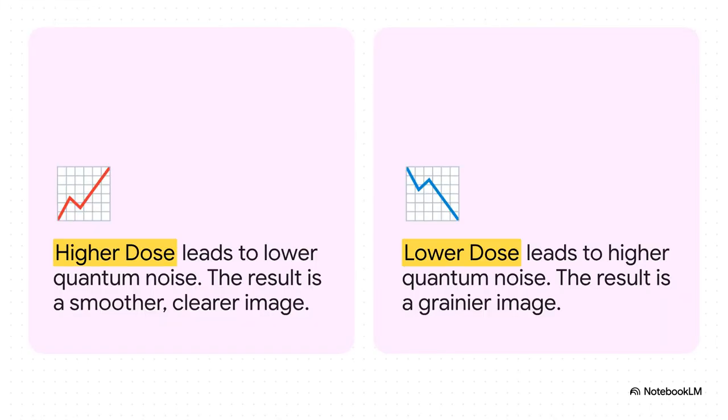And this highlights the fundamental trade-off in every CT scan. See, a higher radiation dose creates a smoother image with less graininess or noise. But because radiation carries risks, the guiding principle is always ALARA, using a dose that is as low as reasonably achievable to get a clear diagnosis.